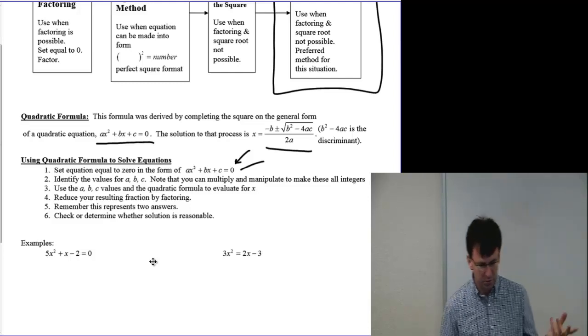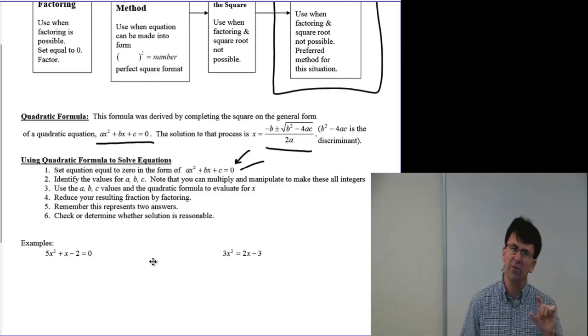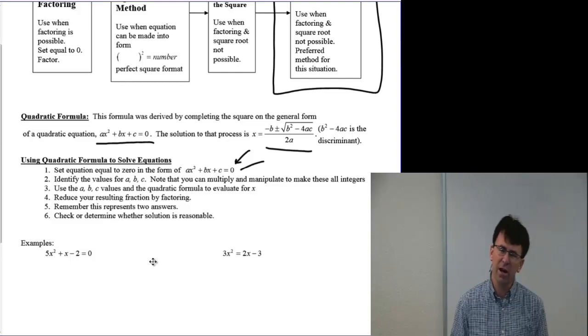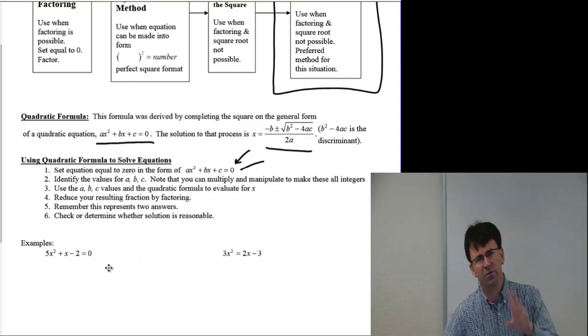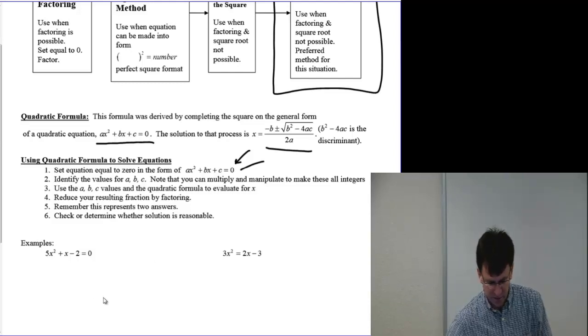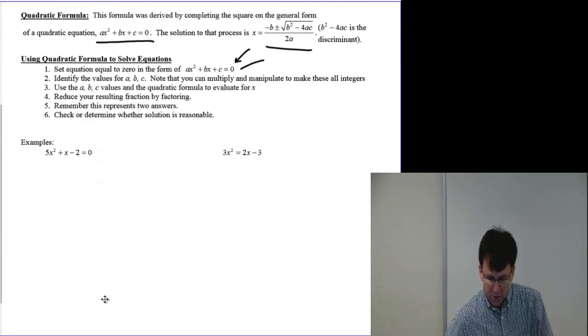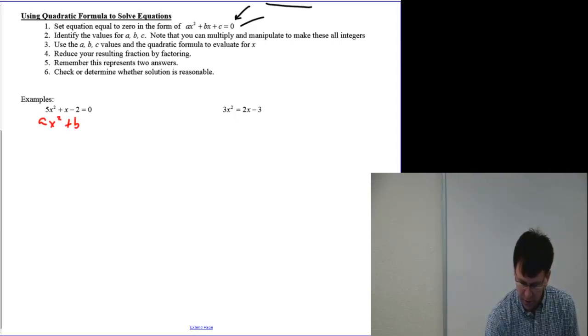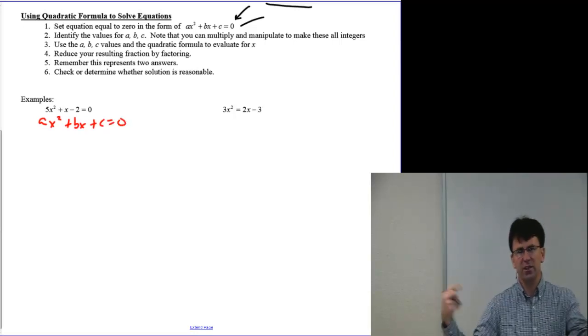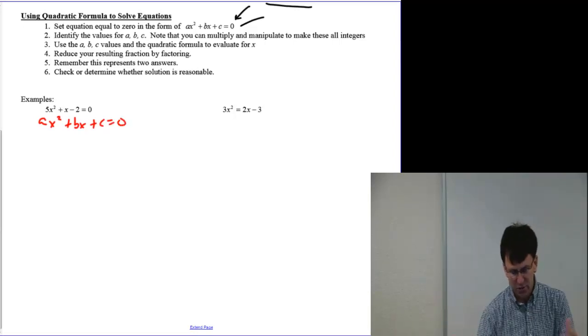Then we want to reduce our radicals, reduce our fractions, and remember that this is actually producing 2 answers because of that plus or minus out in front of the square root sign. So let's see if we can identify how this comes together. This one is set up for us very well because, remember, it had to be in the form of ax squared plus bx plus c equals 0. We said it's got to start like that, and then you can go with it.